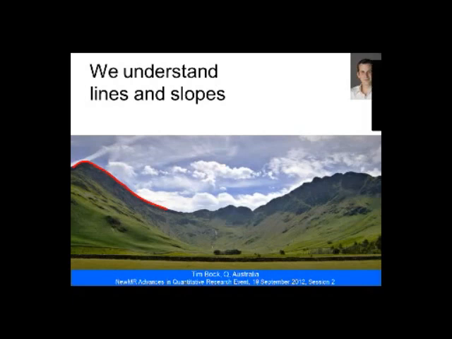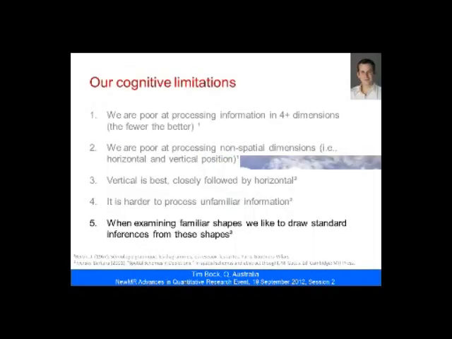Similarly, lines and slopes are things our brains spend our lives decoding and looking at, and so we're very good at doing it. And the fifth limitation, the one that's really the most interesting, is that when we examine familiar shapes, we like to draw standard inferences from these shapes. And the corollary of this, which I'll demonstrate to you shortly, is that when we see patterns we don't recognize, or we see them out of context, we find them really difficult to process.